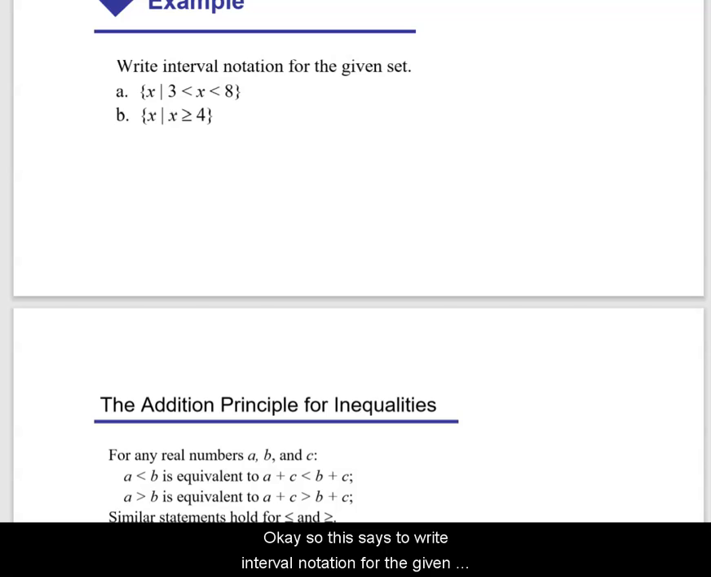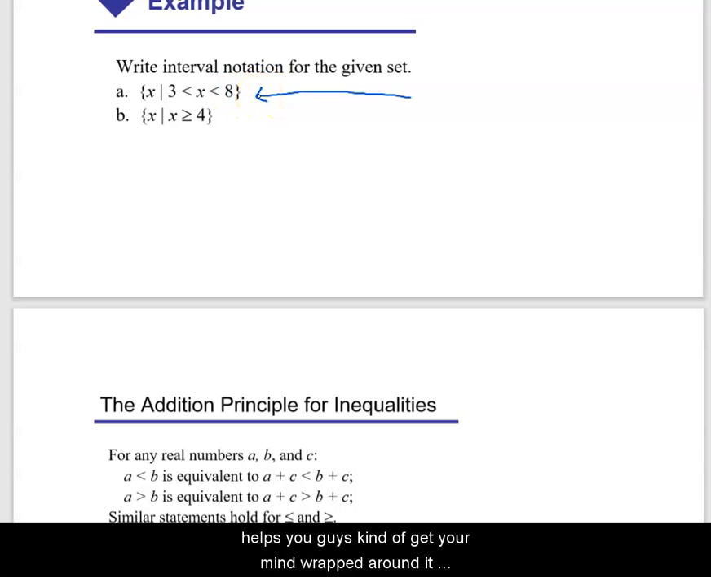Okay, so this says to write interval notation for the given set, and I'm also going to draw a number line, okay? I'm going to draw a number line first because I think that helps you get your mind wrapped around this. We're looking at something that is happening between 3 and 8, okay?